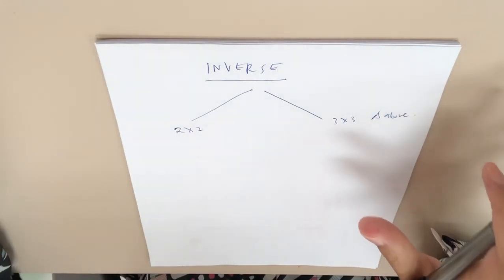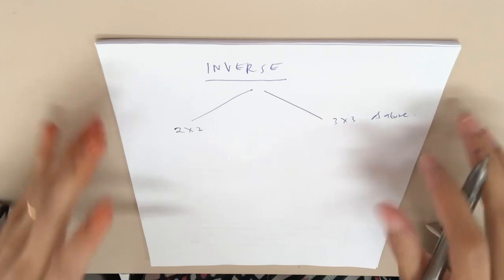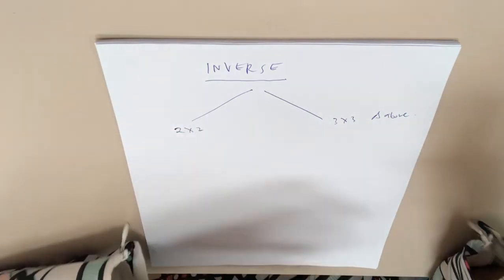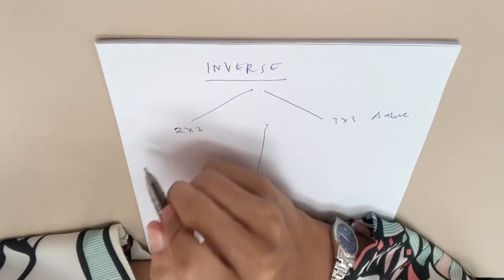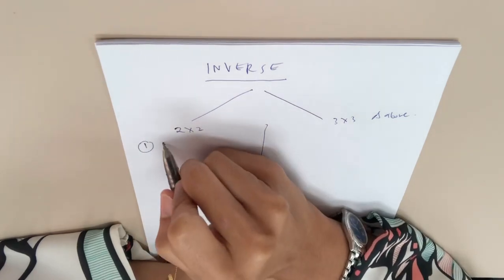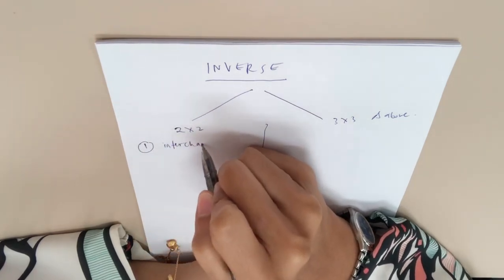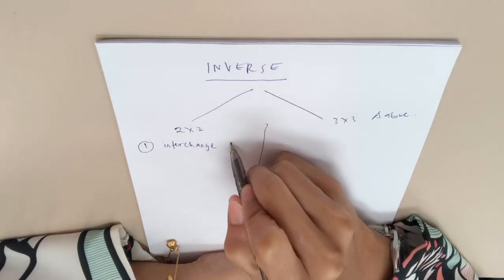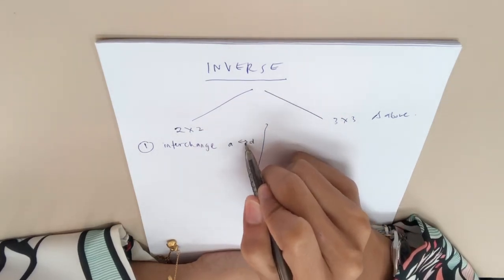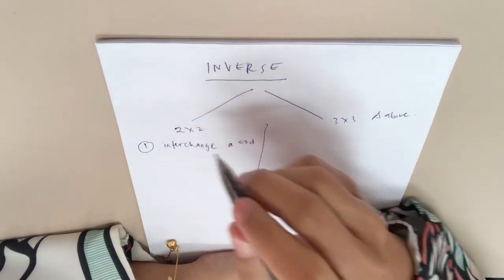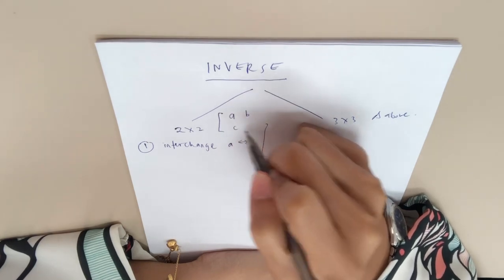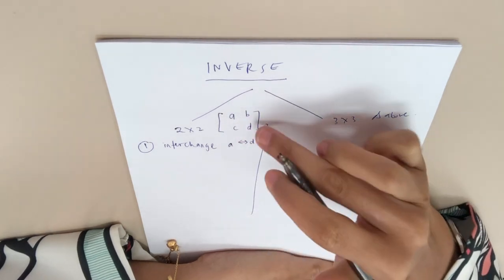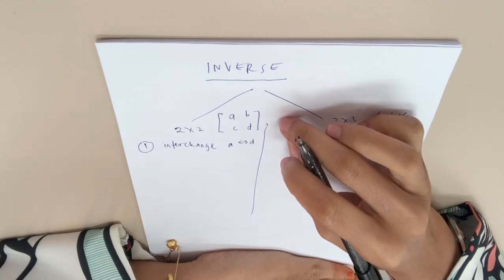For 2 by 2, it is obviously more simple compared to 3 by 3 and above. So I will show you 2 by 2 first. What are the steps? The first step for 2 by 2 is to interchange A and D. What does that mean? Let me first write the general matrix for 2 by 2: A, B, C, D.